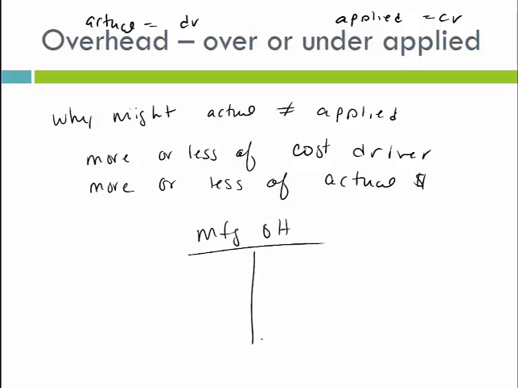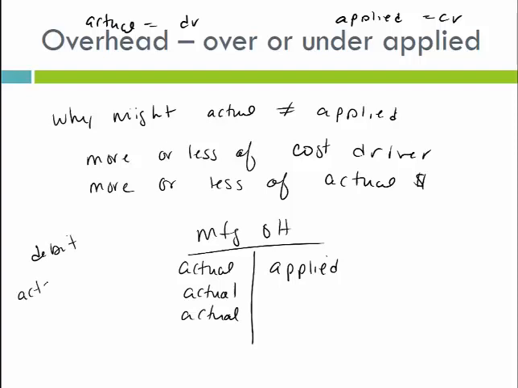But at the end of the year or the quarter, remember the actual is a debit. So every time I incurred an actual, those would be over here on the debit side. And then when I applied it, it comes over here on the credit side. So basically, if you end up with a debit balance, that means your actual overhead is greater than your applied, and so you are under applied. You didn't build enough into your jobs.